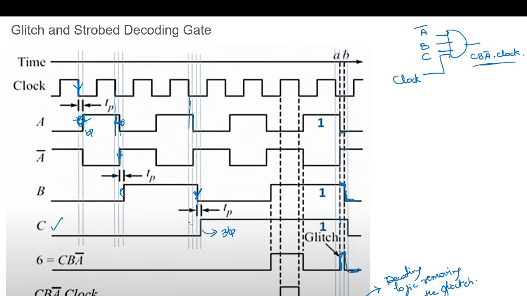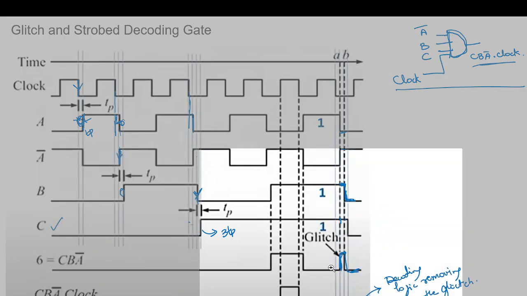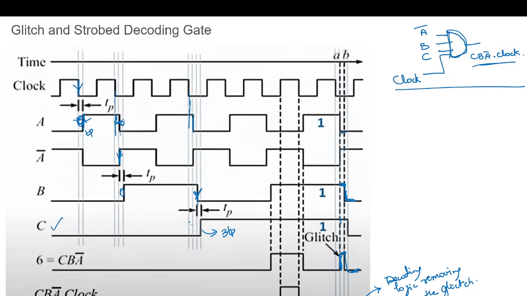Usually the decoder is just a small combination, so this delay we consider to be smaller than the propagation delay. So we are not showing the delay of this combinational decoding logic. Because of the clock, you can see in this region the clock is off. It is 0. So if we perform AND with 0, it will be 0. So the glitch is removed.